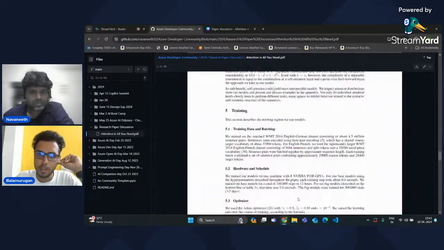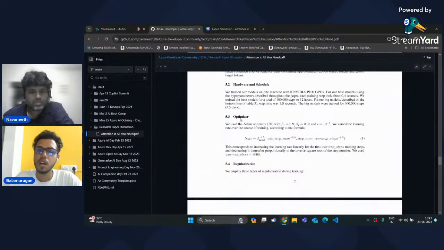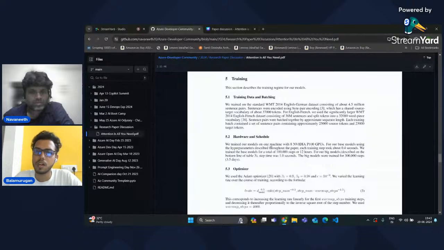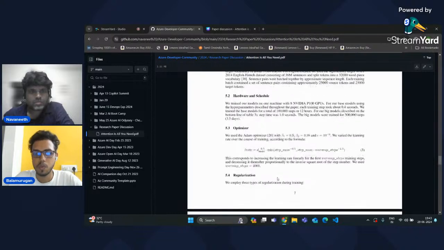These parts you should be careful with. And the training hardware, scheduling, optimizer and regularization, these you can focus on somewhat less. It doesn't need that much attention regarding the hardware part. Maybe if you are trying to replicate it, these parts are necessary. But if you are just trying to learn what is new, no need to go through this part that much. You can just skim through it.